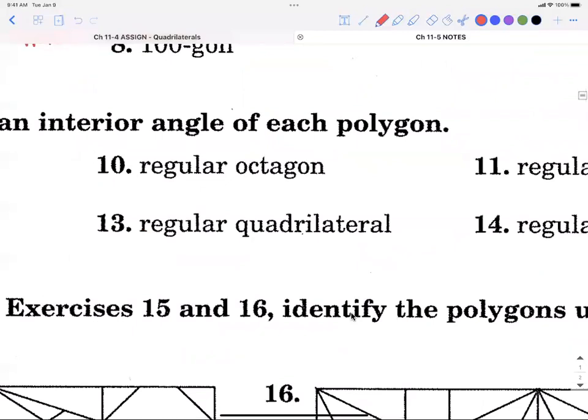Regular means that all the angles are the same. So I'm going to do the math here, even though we don't need to. A quadrilateral is 4 sides, so 4 minus 2 times 180, we already know that that's 360, right? The angles of a quadrilateral have to equal 360.